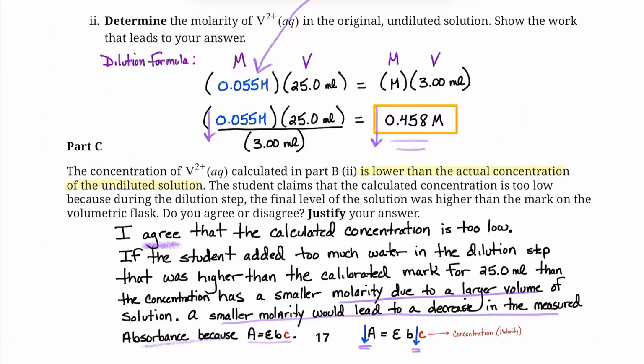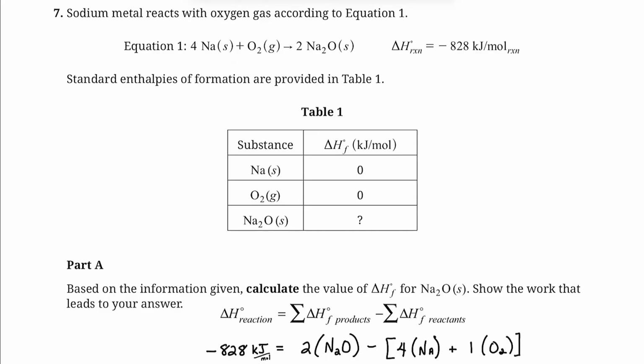All right, so in any case, on to question 6. Question 7, part A. Here we go. It's back to some thermodynamics. So we've got an equation here. They give me the delta H of the reaction. It's exothermic with this negative. Okay, so they're giving me some standard enthalpies of formation. These are heats of formation.